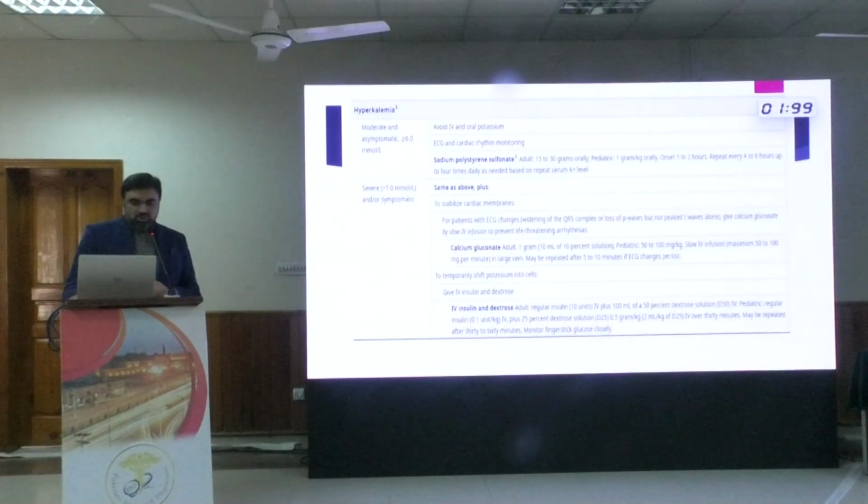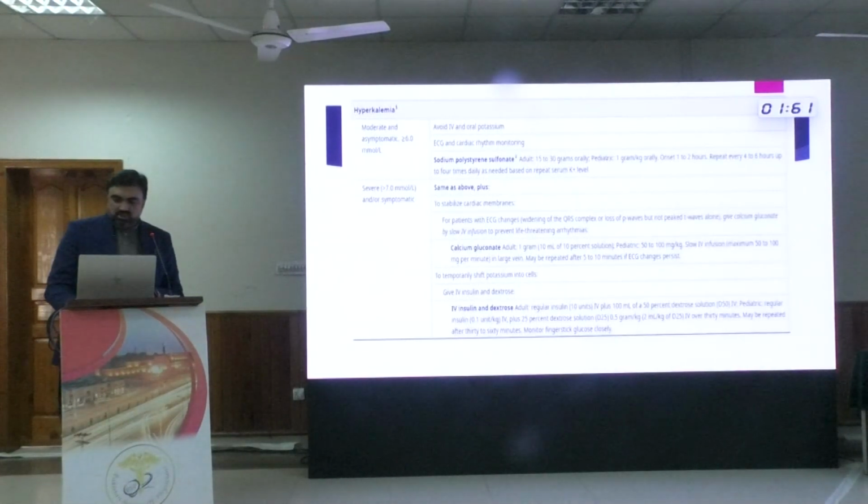To temporarily shift the potassium into the cells, give IV insulin and dextrose. Regular insulin is 10 units IV plus 100 ml of 50% dextrose solution, and it may be repeated after 30 to 60 minutes. Monitor finger stick glucose closely.